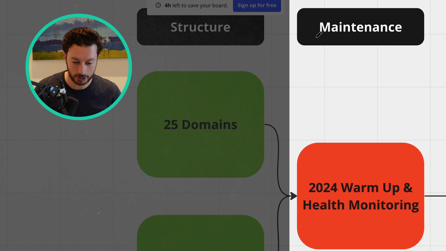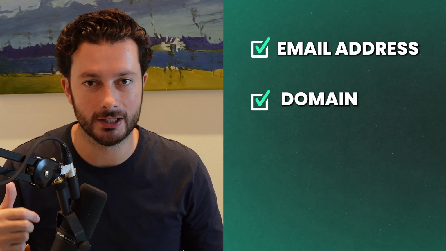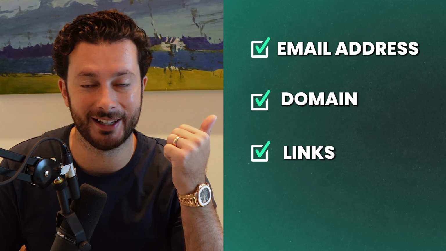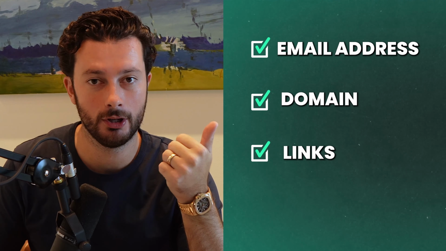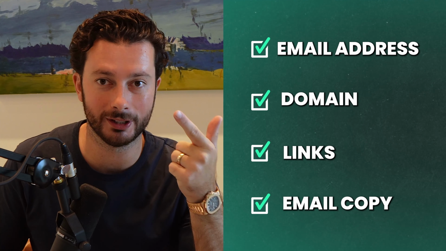And so putting your email addresses inside something like Instantly and warming them up, unfortunately, is no longer good enough. We need more, basically. We need to be able to do more. We need to warm up not only the email address, but the domain. We need to warm up the link that we're sending out in our cold emails. We need to be able to warm up the cold email copy.